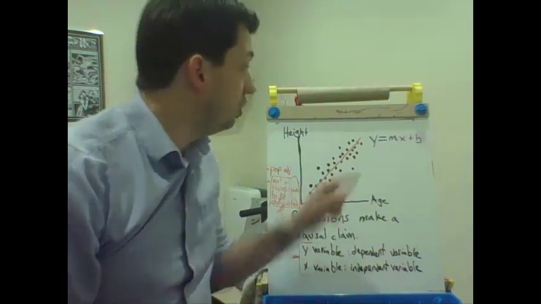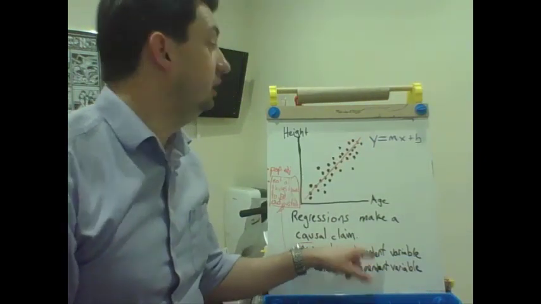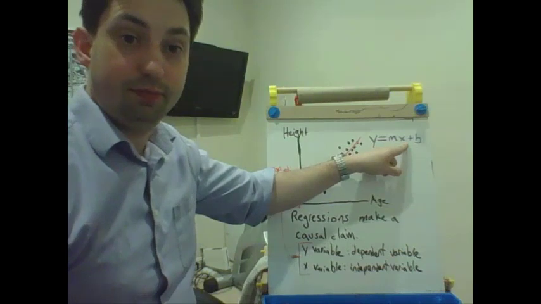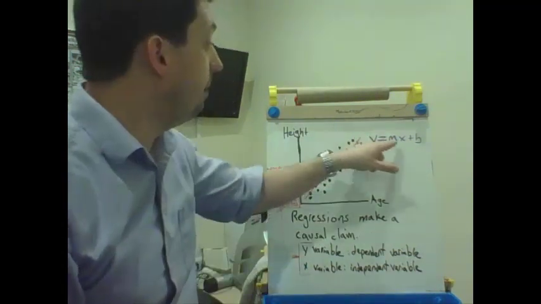But just as a refresher, y, just as before, is our dependent variable. It depends on x, our independent variable. So those are the same. m is our slope.